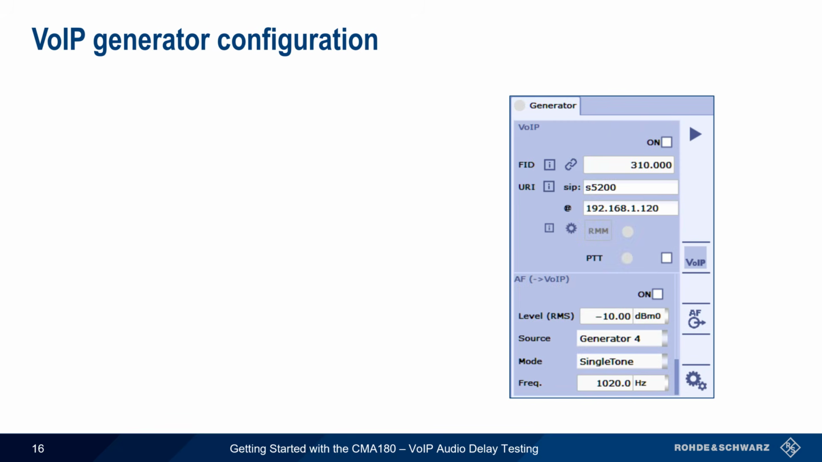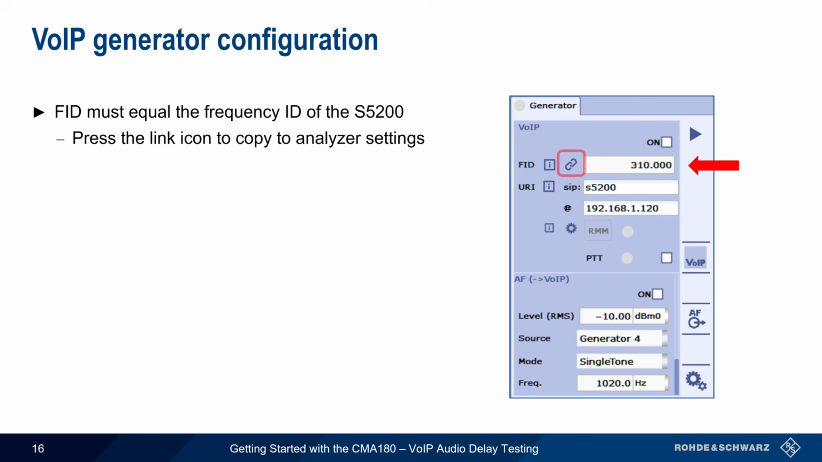Let's now go through how to configure the generator. The first parameter is the frequency ID, which must be the same as the frequency ID of the S5200. For 25 kHz channel spacing, the frequency ID is the same as the nominal frequency, here 310 MHz. Pressing the link icon to the left will copy this frequency to the analyzer settings.